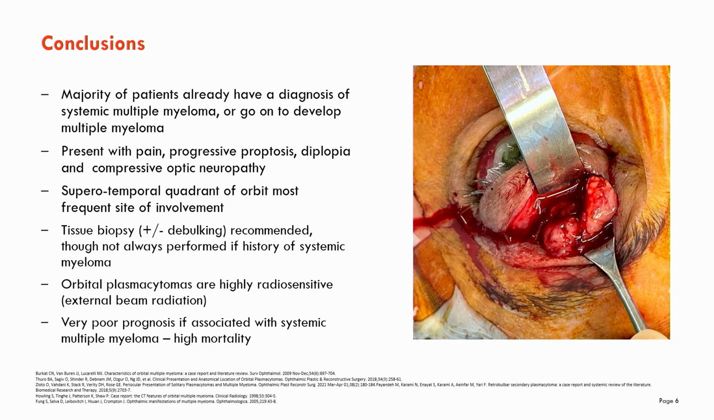The quadrant that's most likely to be involved is the superotemporal quadrant, and tissue biopsy plus or minus debulking is often recommended, although it's not always performed if there's already a history of systemic myeloma or if they're palliative. Orbital plasmacytomas are highly radiosensitive to external beam radiation, and there's often a very poor prognosis associated with systemic multiple myeloma, in which case the mortality is very high. And there's a clinical picture on the right-hand side of what it looked like intraoperatively for one of our patients. Thank you very much for your time.